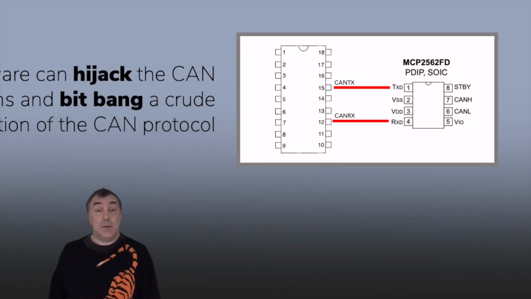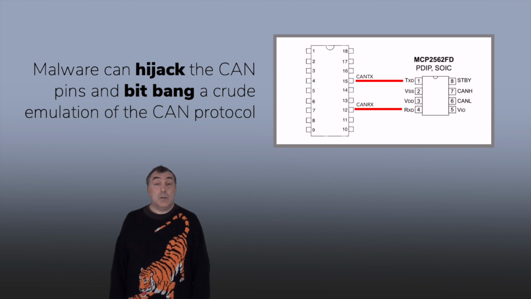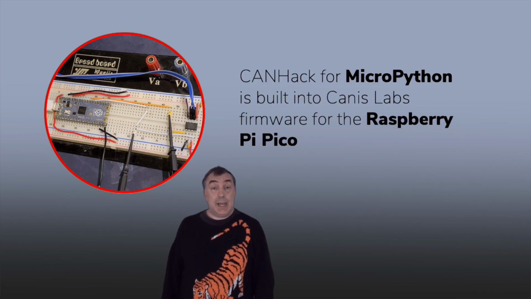Malware that hijacks a device can bitbang these pins to run a crude emulation of the CAN protocol. The software doesn't follow all the rules of CAN, just enough to drive other CAN controllers to behave in certain ways. Canis Labs has produced the open source CAN hack toolkit, written in Portable Embedded C, and baked it into MicroPython firmware on the Raspberry Pi Pico. And you can make a CAN hack board just by wiring up a CAN transceiver to a pair of I/O pins on a Raspberry Pi Pico.